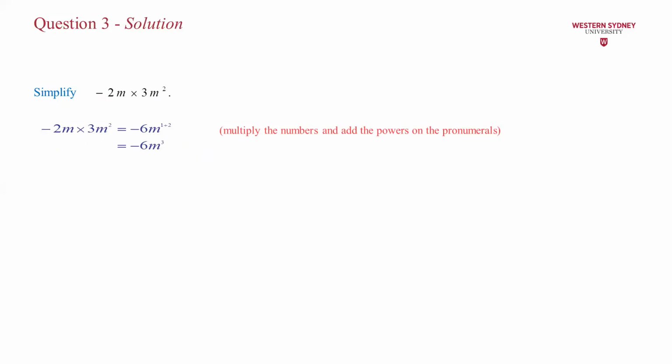Question 3 solution. We multiply the numbers and multiply the pronumerals. So minus 2 times 3 is minus 6, and m times m squared is m cubed. So we have minus 6m cubed.